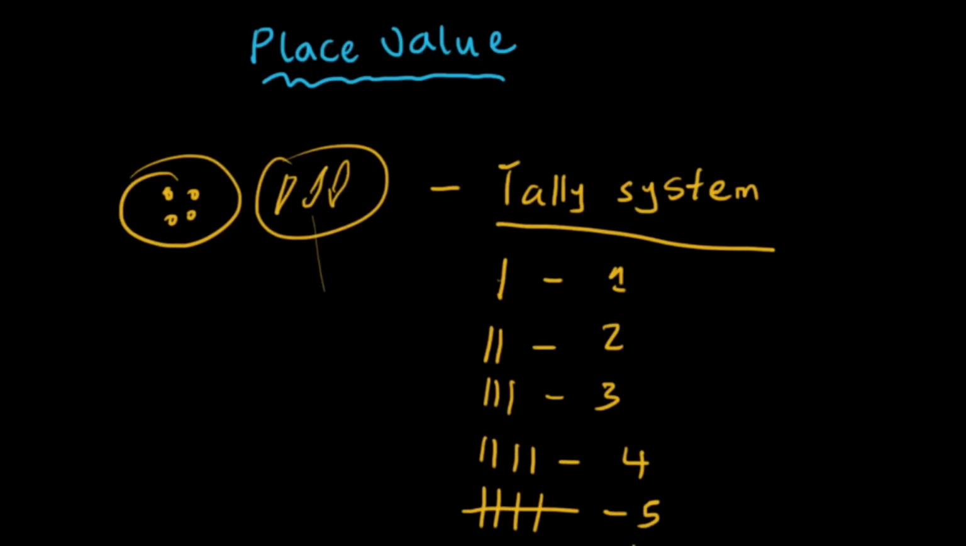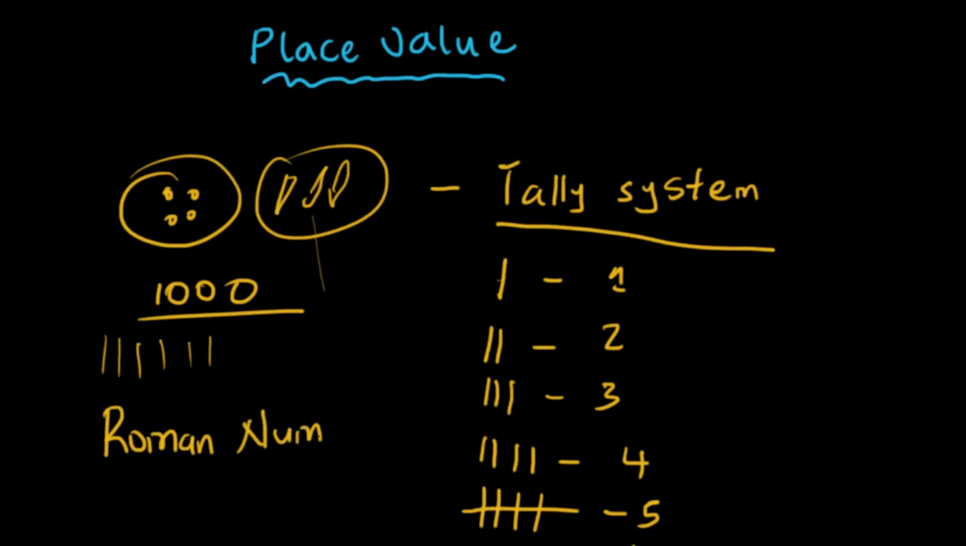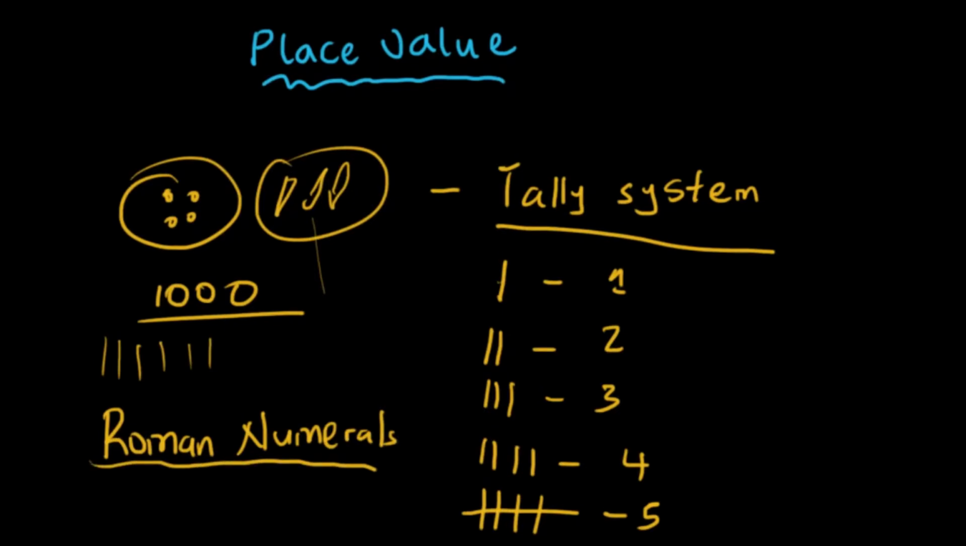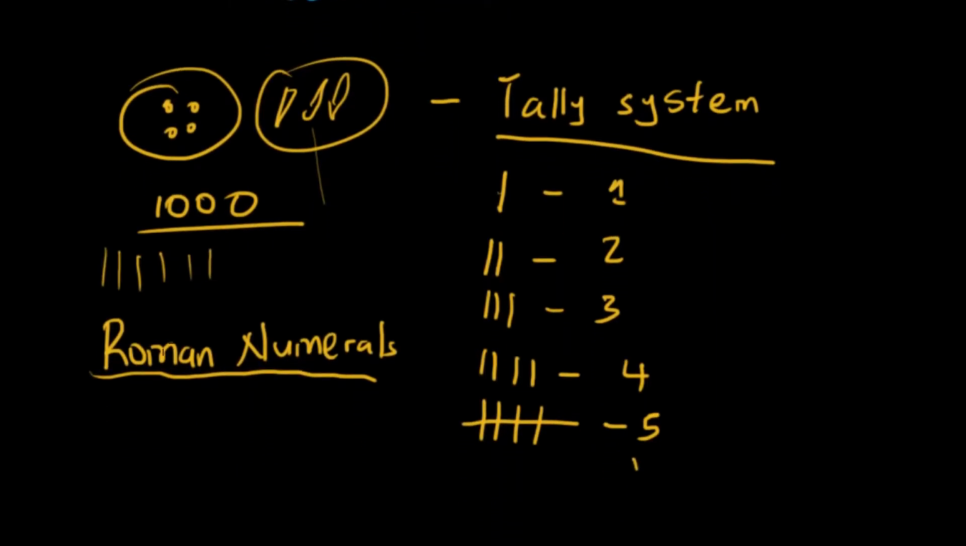But you can see that we get into a problem when we want to, for example, represent 1,000 with strokes. How do we count 1,000 strokes? It's burdensome. And so we moved from the tally system to other systems of numbering, and at the time we got to what we call the Roman numerals. The Roman numerals were a great advancement over the tally system because we now have symbols representing each number.